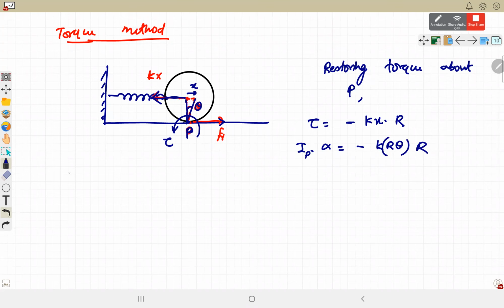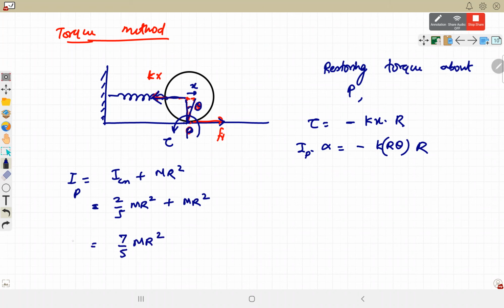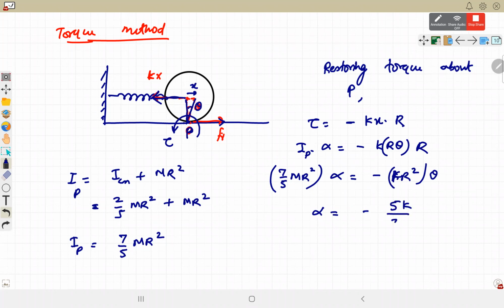Sphere का center के about moment of inertia 2 by 5 mr square. उसमें हम mr square add कर दें. So moment of inertia about point P जो मिलेगा हमें, that is 7 by 5 mr square. So 7 by 5 mr square alpha is equal to minus kr square theta. Alpha will become minus 5k by 7m times theta.